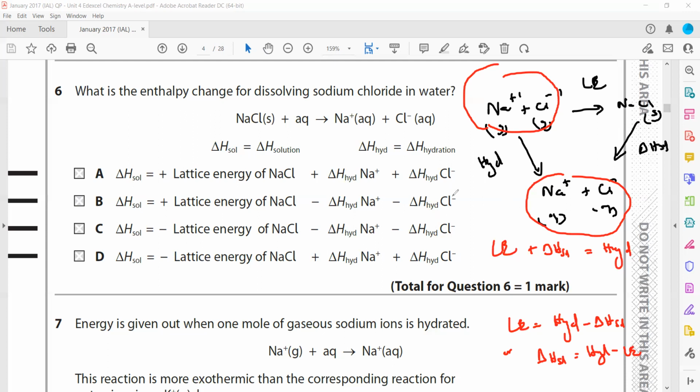So which one does it match with, in which the lattice energy is negative and hydration energy. So it matches with option D. So D is the right answer for this. Is it clear?